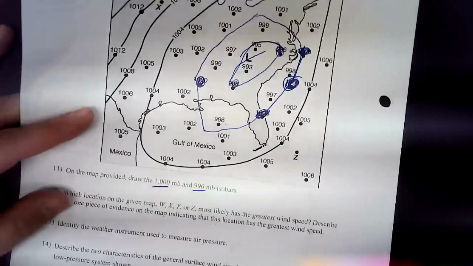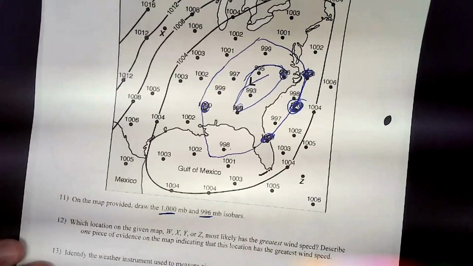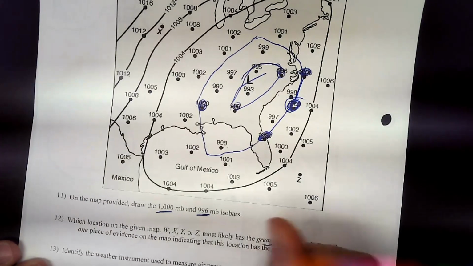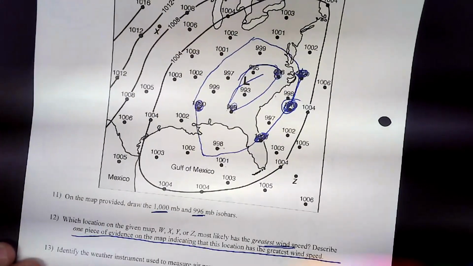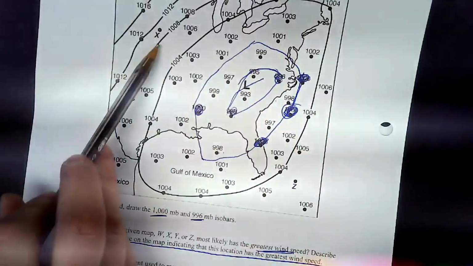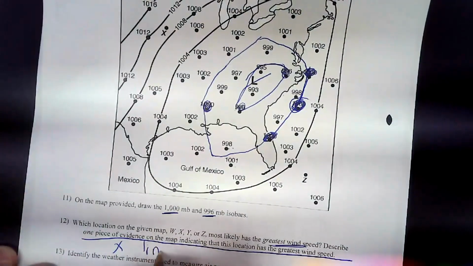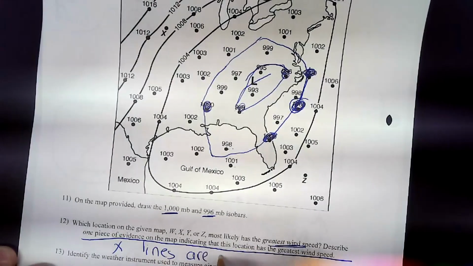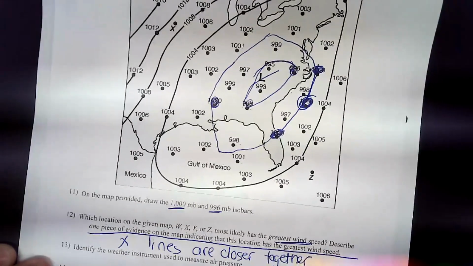That's it. Now, again, same question as question 6. Question 12 says, which one has the greatest wind speed and why? So is it W, X, Y, or Z? X. What about X gives it the highest wind speed? Lines are closer together. Uh, 13.